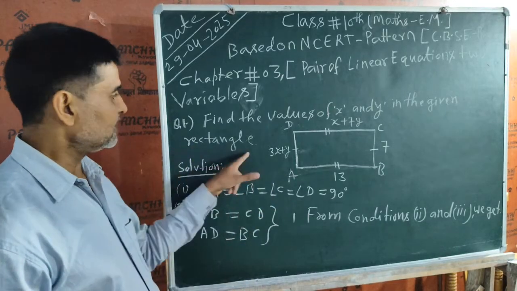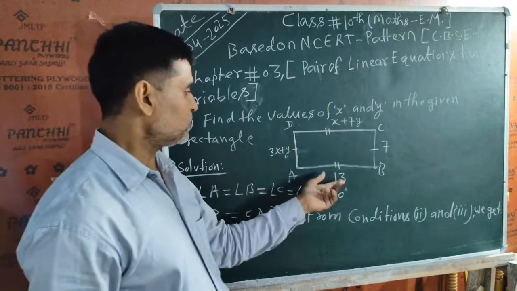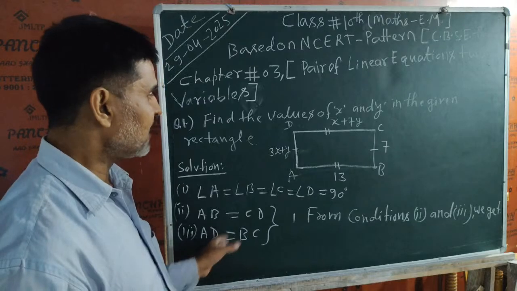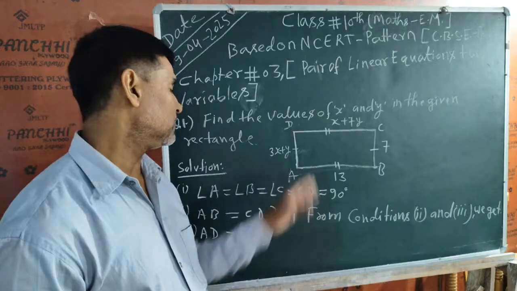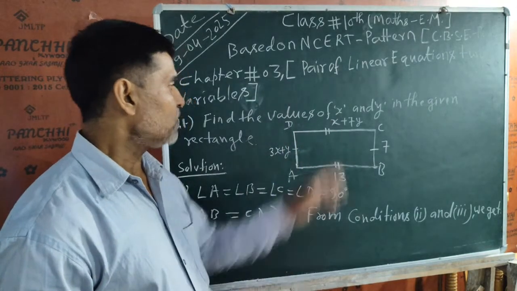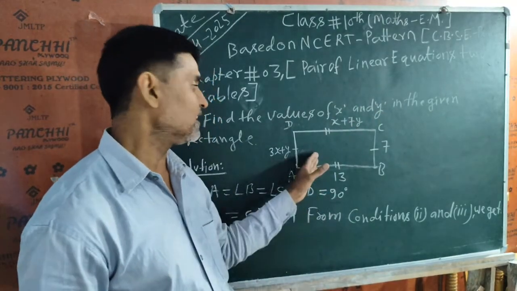So here a rectangle is given, and in this rectangle this information is available. I will use these conditions, and after using them I will get two linear equations, and these two linear equations I will solve. After solving I will get the values of x and y.